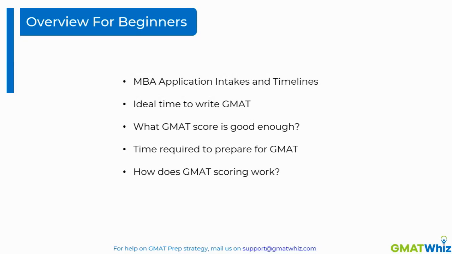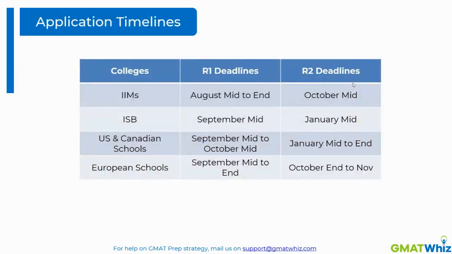Okay, so let's quickly understand the MBA application timeline. All these things that you see over here are for the fall intake. Most of the top B schools have a fall intake, which generally starts anywhere around July to September. If you're looking at the fall intake of 2023, then for US and Canadian schools, the round 1 deadline is somewhere between mid-September and mid-October.